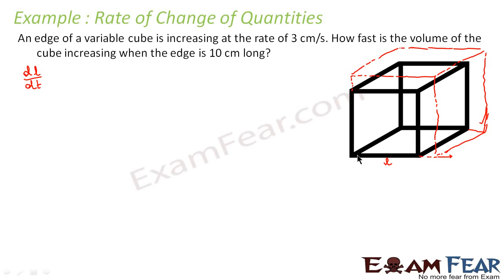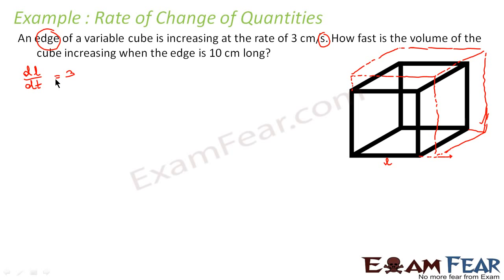because the edge, change of edge with respect to time, you see it is per second, correct? So it is dl by dt. Why is it dl by dt? Because it is centimeter per second. It is increasing at the rate of this. So dl by dt is nothing but 3.